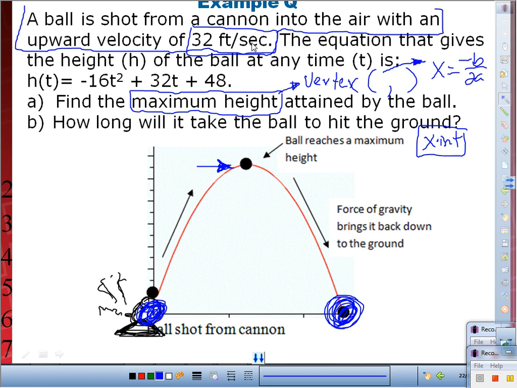Do you guys see it? Tell your neighbor where it's at, please. 32t. That is correct. That's the middle term of your equation. Okay?